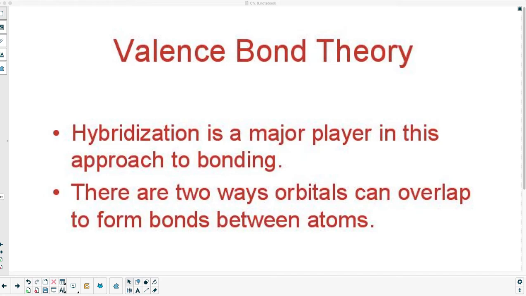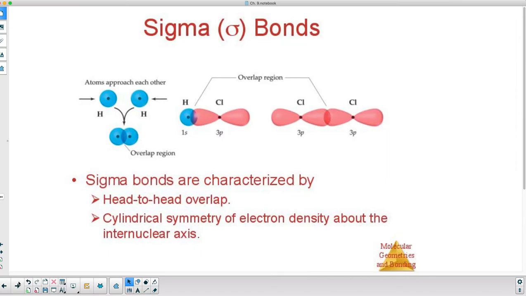Valence bond theory: hybridization is a major player in the approach to bonding. Of course it is, because that's how it all works. There are two ways orbitals can overlap to form bonds between atoms, and we're going to talk about those two different ways. Once I explain the two different ways the orbitals can overlap, it'll hopefully be pretty obvious.